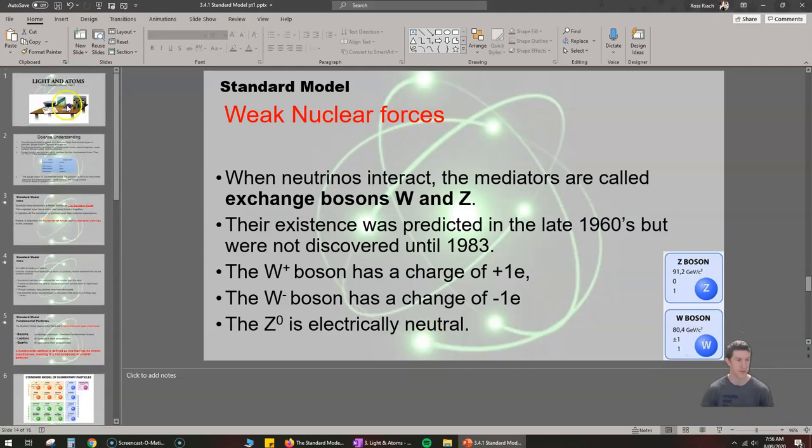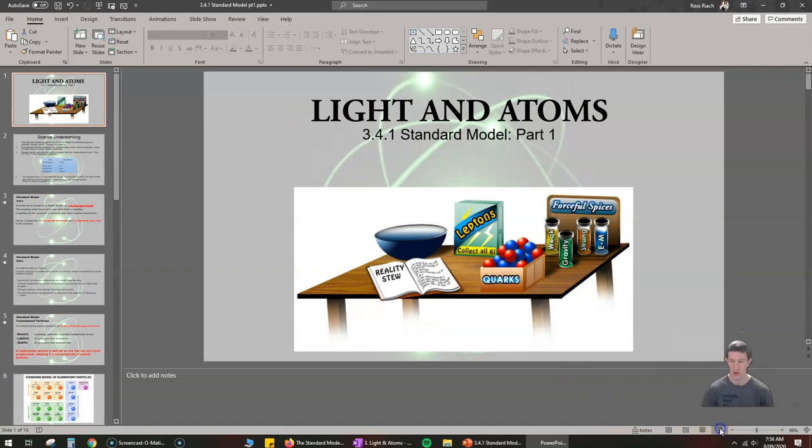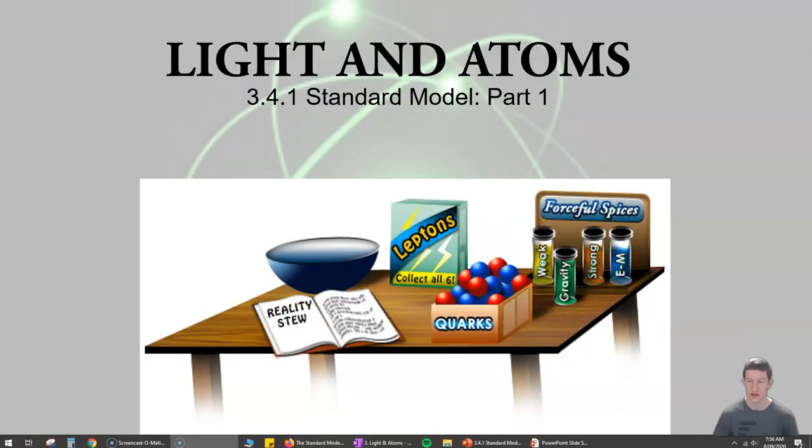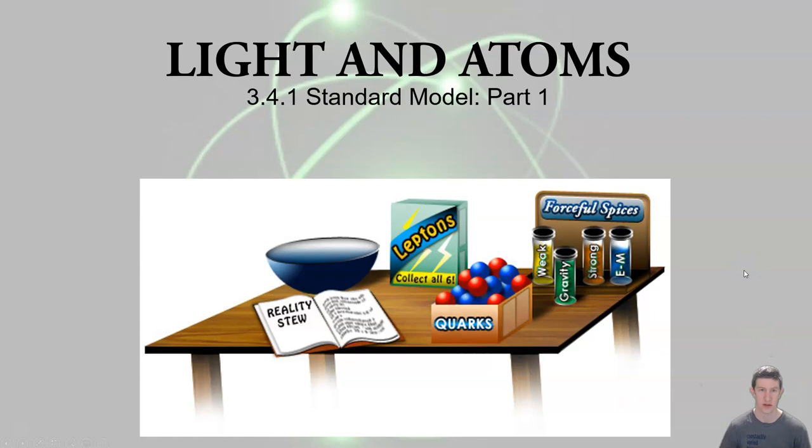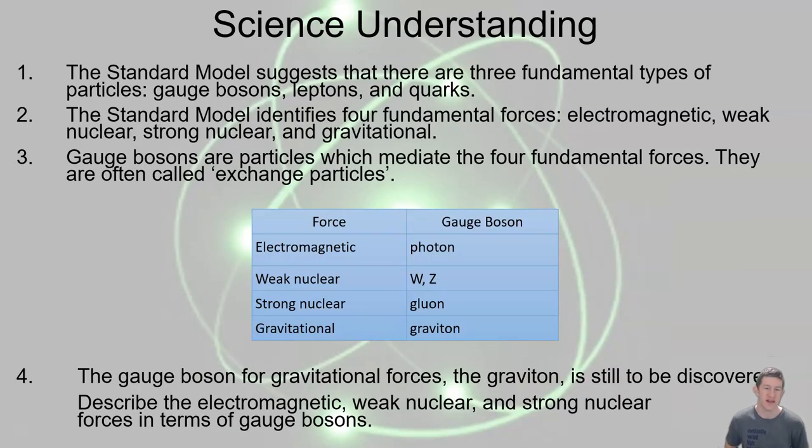Okay. So, Standard Model, part 1. This is the final section of our physics course, the last module, the Standard Model. The science understanding for today is that there are 3 fundamental types of particles: gauge bosons, leptons, and quarks.